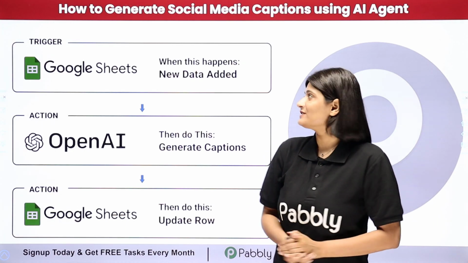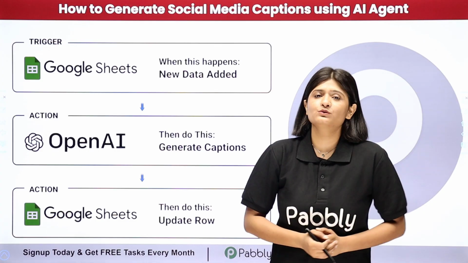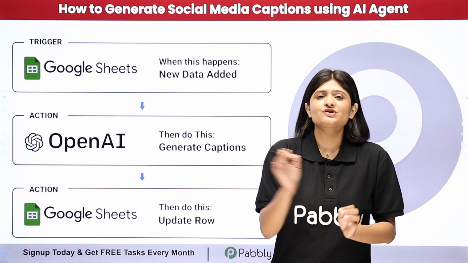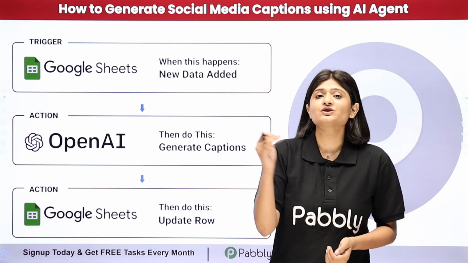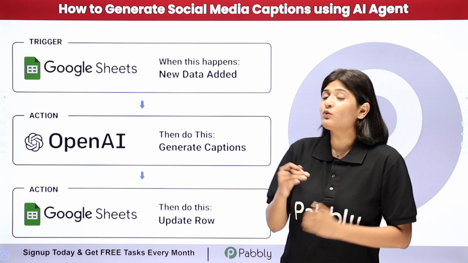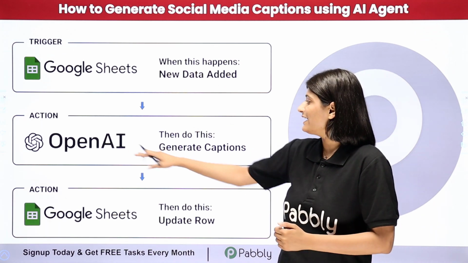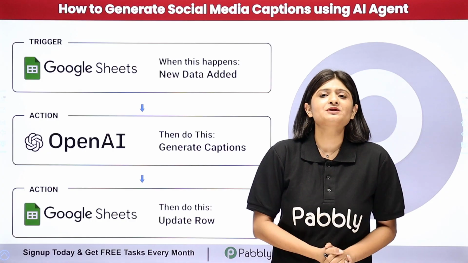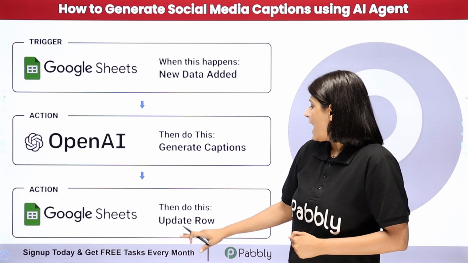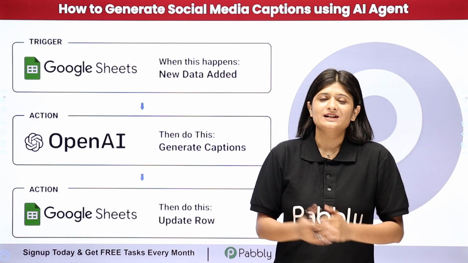Now, my objective is whenever I'm going to add a new data in my Google Sheet spreadsheet, here new data means I'm going to add a new topic which is related to my caption or the post which I'm going to post on various social media platforms. I'm going to add that and I want to automatically generate the caption with the help of AI agent. Here I'm going to use my AI agent as OpenAI, and as soon as the caption has been generated, I want to update the row in my Google Sheet spreadsheet.